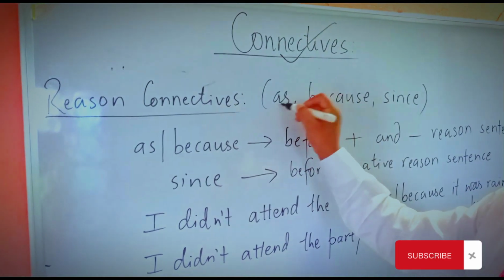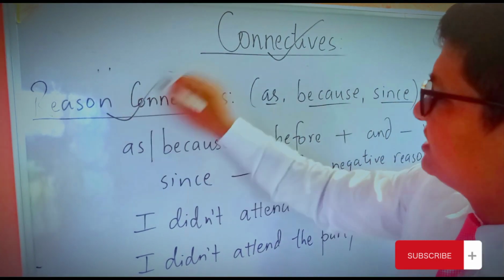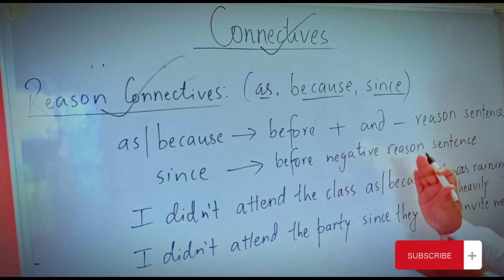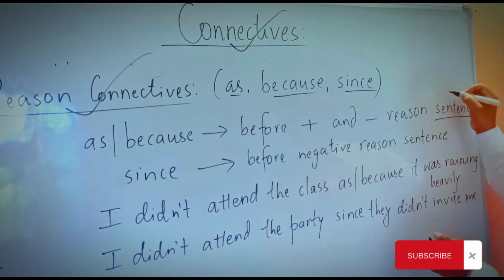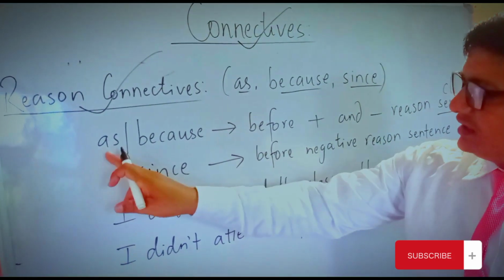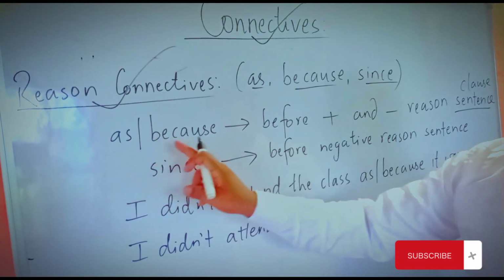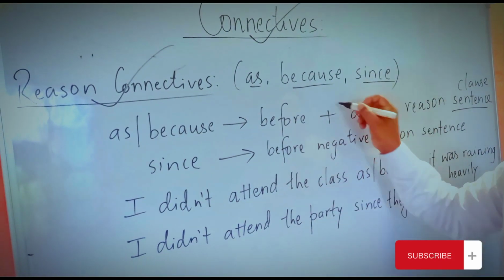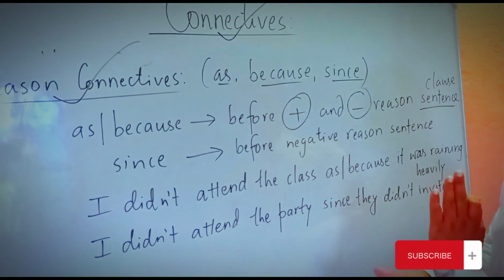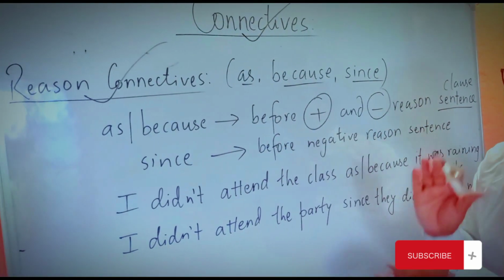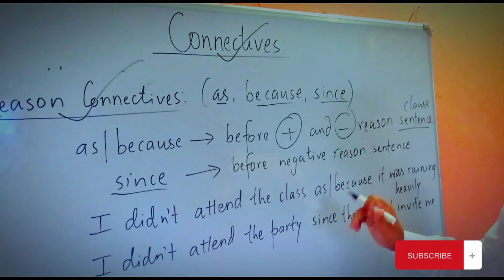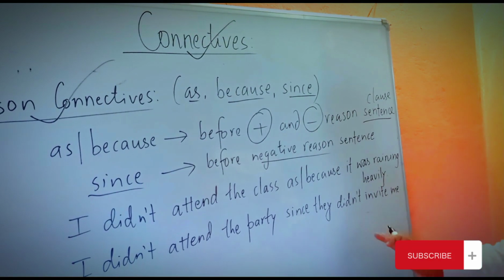So we have as, because, and since as reason connectives. They give the reason, they come before the reason showing clause. Look here, there is a little difference. As and because show positive or negative reason, both. They can be in positive and negative type of sentences. But for since, we use negative reason only.